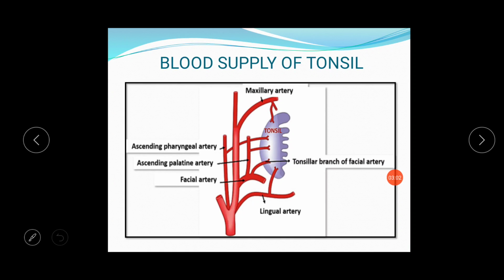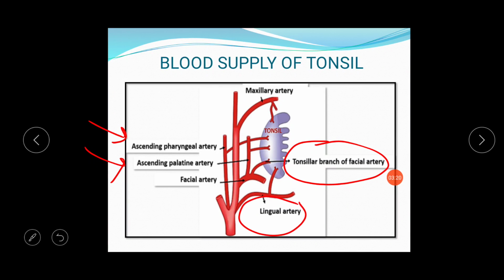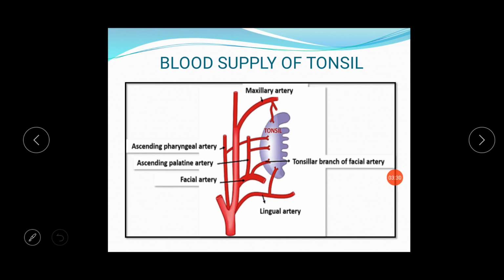Blood supply of the tonsil. The tonsil is mainly supplied by the tonsillar branch of the facial artery, but there are other branches from the ascending pharyngeal artery, the ascending palatine artery which is a branch of the facial artery, a branch from the lingual artery, and some of the blood supply also comes from the maxillary artery. So overall the tonsil is mainly supplied by branches of the external carotid artery.